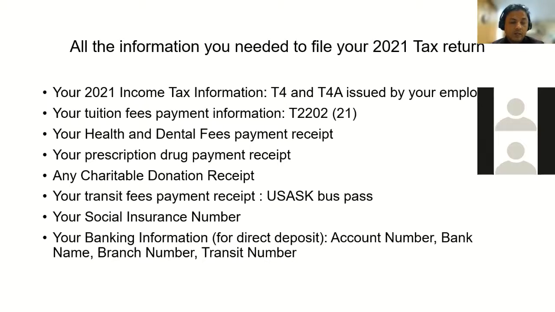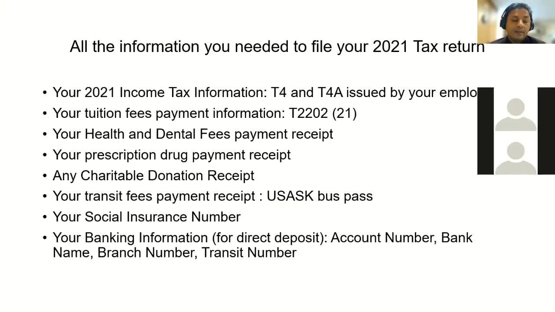But if you are making any donation to any charitable organization, specifically those registered with the government of Canada, they normally issue a tax receipt at the end of the year for tax purposes. So if you have the receipt, then definitely you can claim those charitable donations on the tax form.